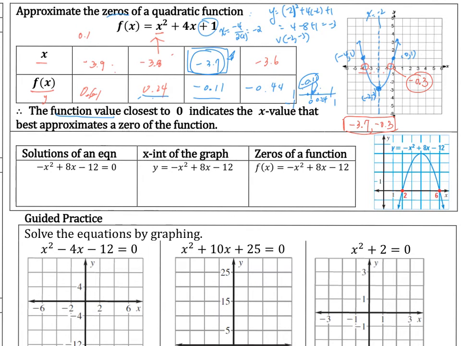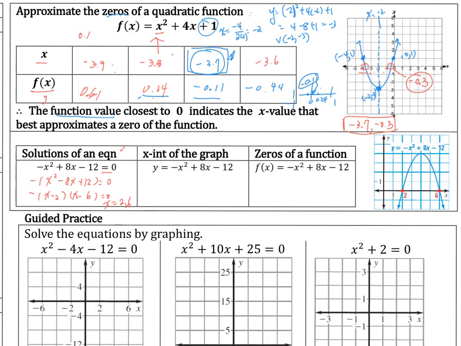Now let me give you a summary here of the terminology. When you're given a quadratic equation, something like negative x squared plus 8x minus 12 equal to 0, then we will be looking for the solutions of an equation. So I'm going to go ahead and factor this. And your solutions will be at x equals 2 and 6.